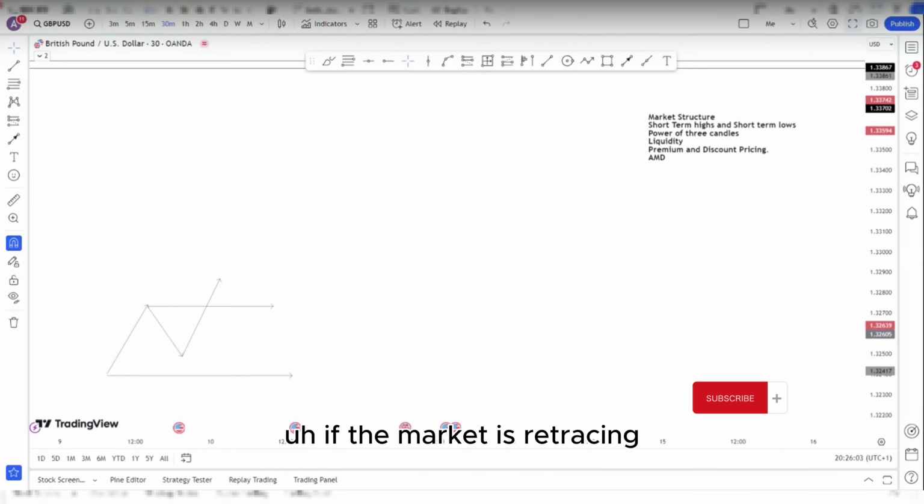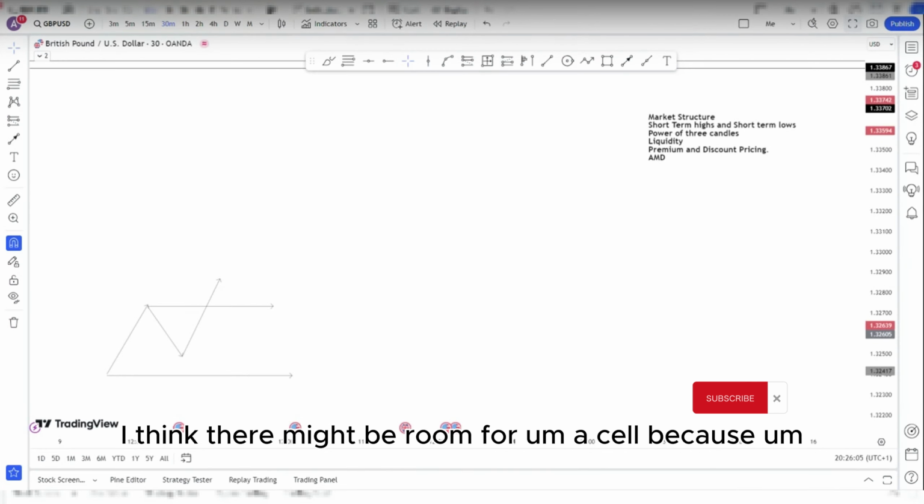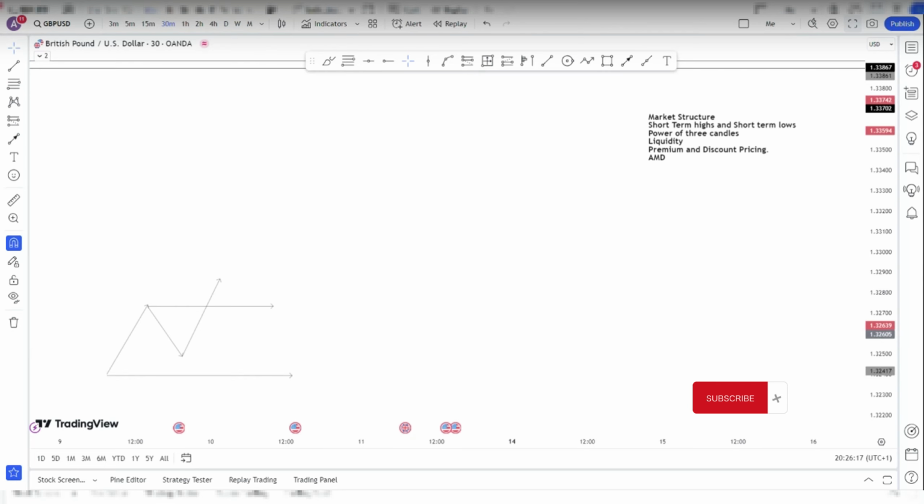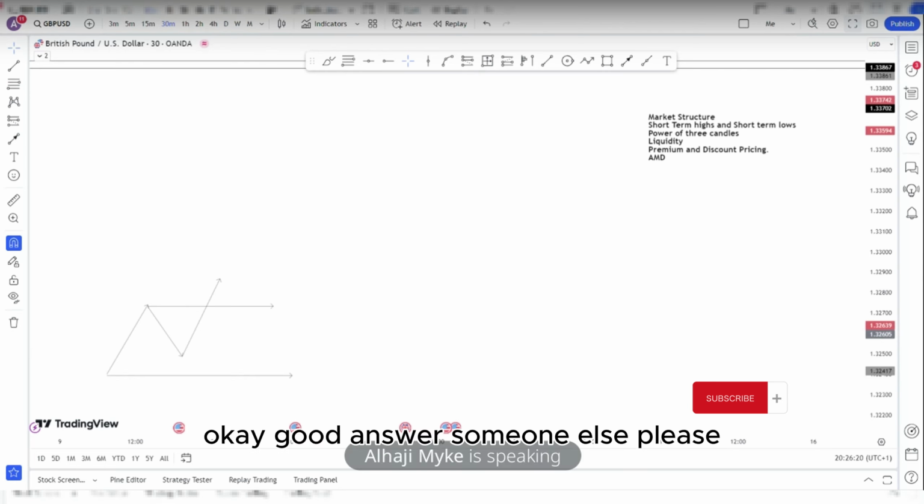If the market is retracing, I think there might be room for a sell, because once it retraces, it will always retrace before going back. So I feel if there's an entry for a scalper, it might be a good opportunity. Okay, good answer. Someone else, please.